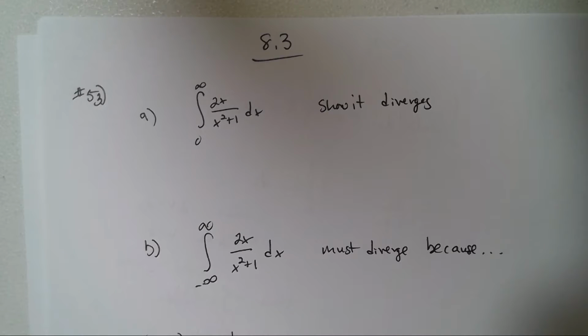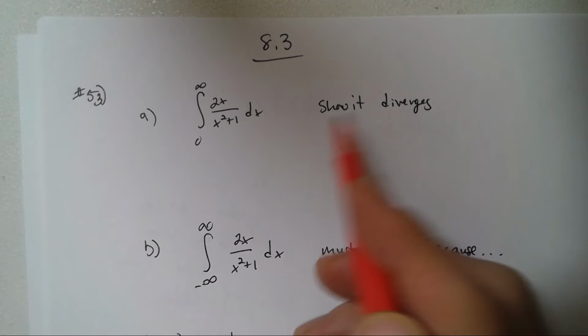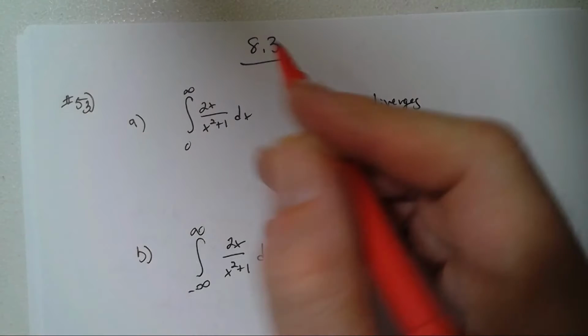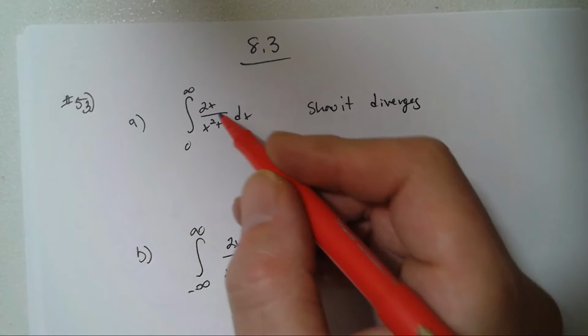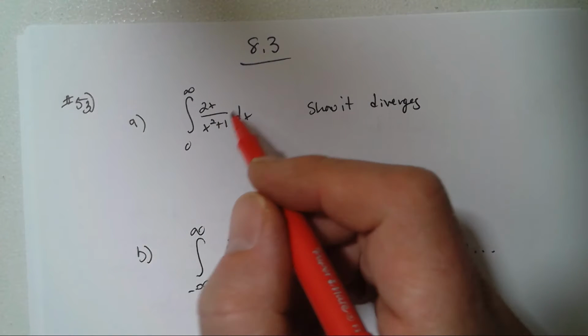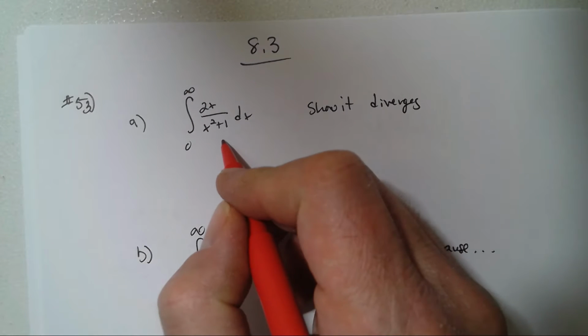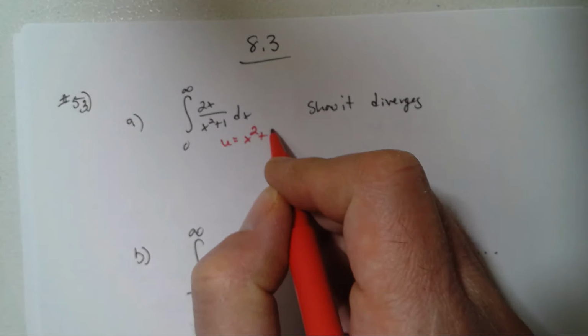8.3, number 53, 4 parts. Part A says show that this diverges. So no points of discontinuity, just an infinite boundary right up there. But it looks like a u substitution, u is x squared plus 1.